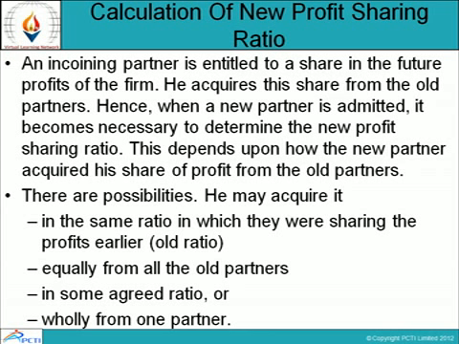That means in the old ratio, like 1:1:1, equally from all the old partners; in some agreed ratio; or wholly from one partner, meaning the entire share is taken from just one partner. So there are mainly three ways.